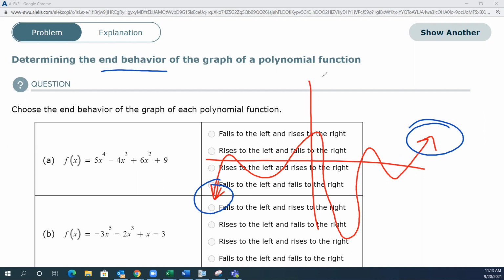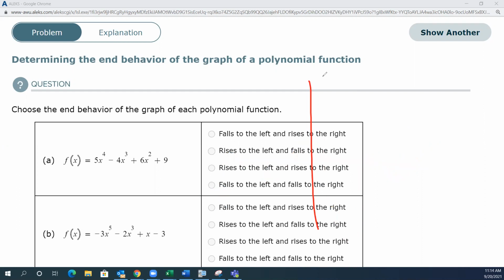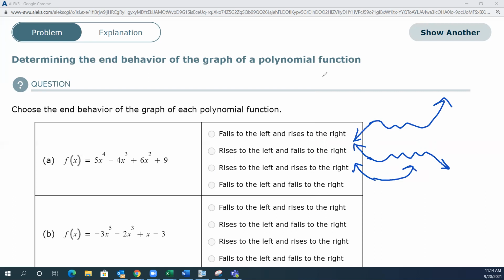There's only 4 choices of what it might be. And they list them right there. You can have falls to the left and rises to the right. Or this one, you can have rises to the left and falls to the right. Third one is rises to the left, rises to the right, like a parabola. And the last one falls to the left, falls to the right, like a parabola opening down. So that's kind of what they mean.